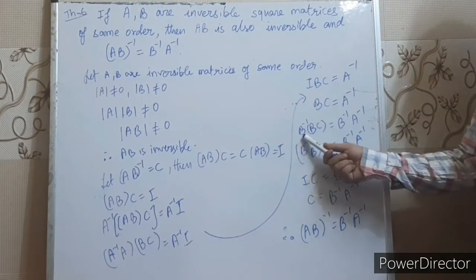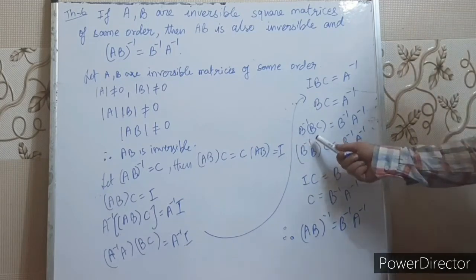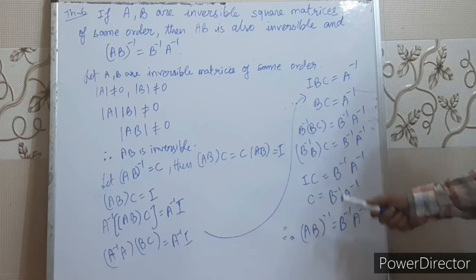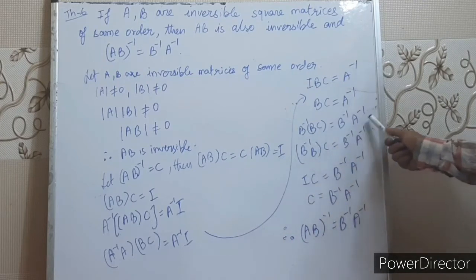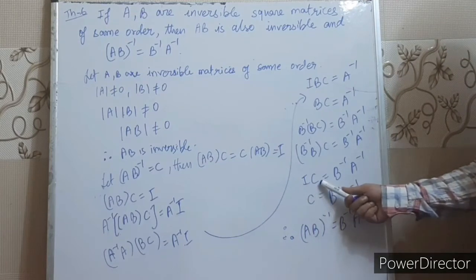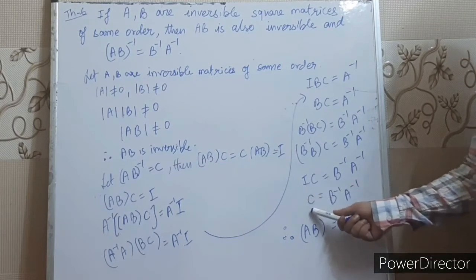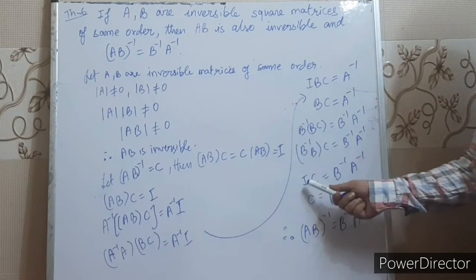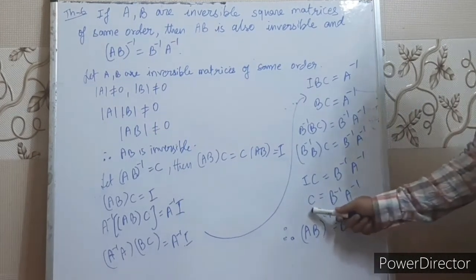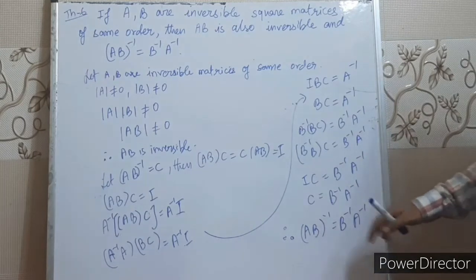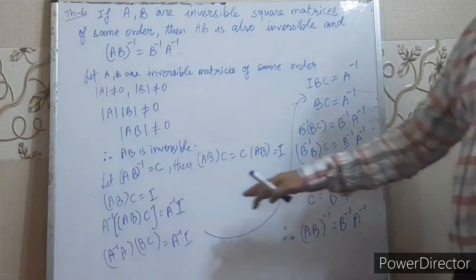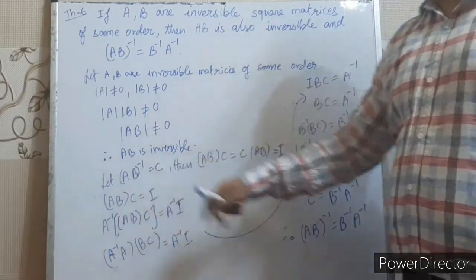Again, we apply B inverse from the left hand side, and when you see that the product of B inverse into B is identity matrix into C equals B inverse into A inverse, and the product of identity matrix to any matrix, children, is always that particular matrix. So identity matrix into C is the matrix C which equals B inverse into A inverse. Now we got the value of C as B inverse into A inverse, and we have assumed the value of C as (AB) whole inverse.